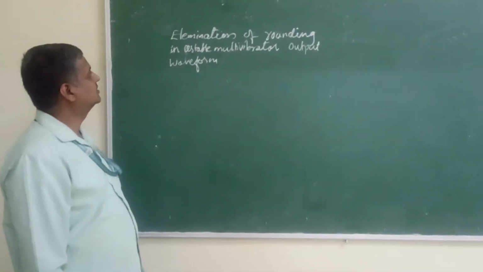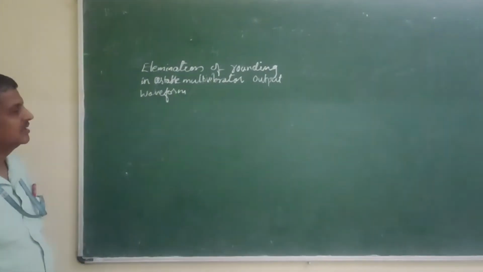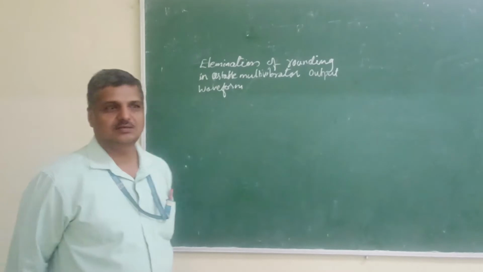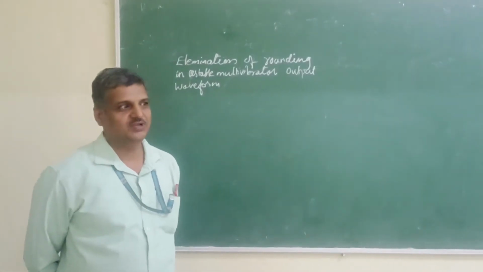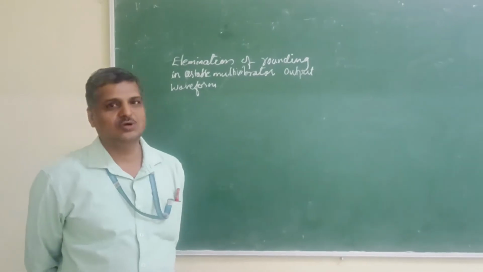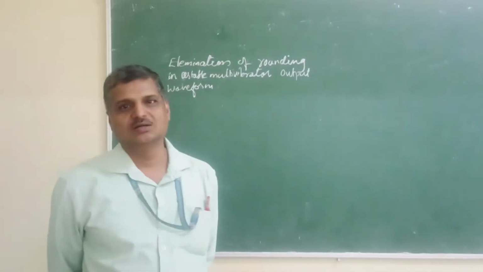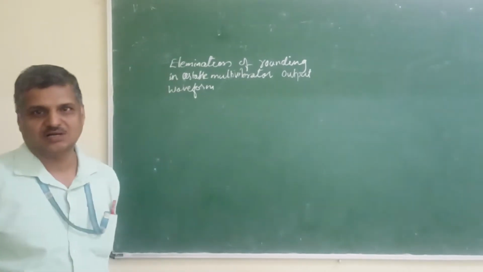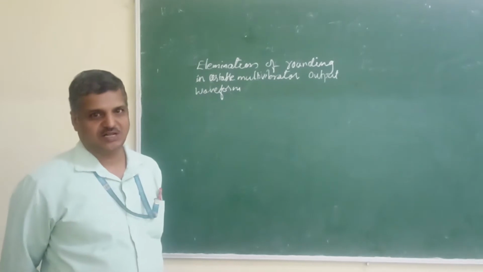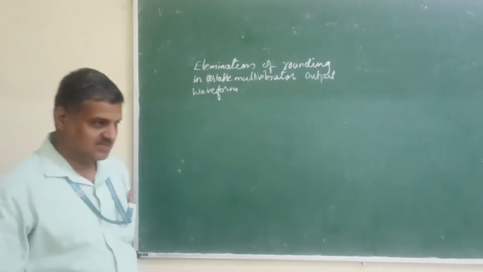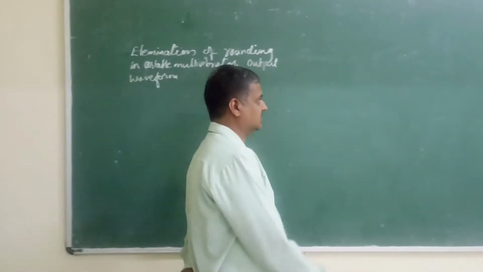Yeah, students, in this lecture, let us try to understand how to eliminate the rounding that is produced at the output of an astable multivibrator. As we have seen in the last experiment, there was a rounding. Let us try to eliminate it by using a diode and a resistor connected at the collector terminal of the BC547 transistor.